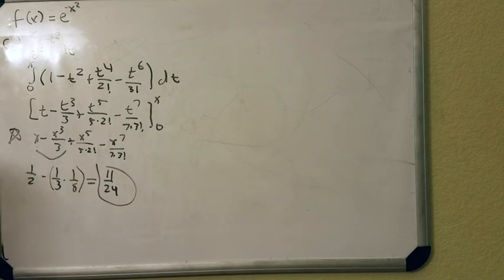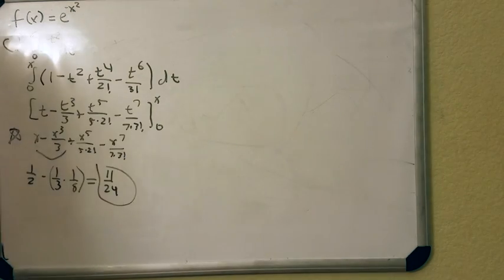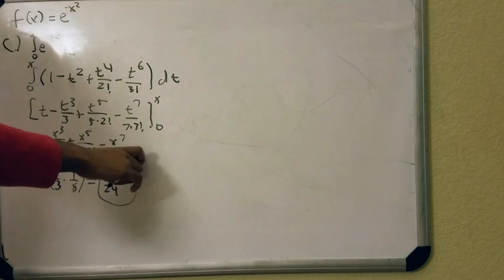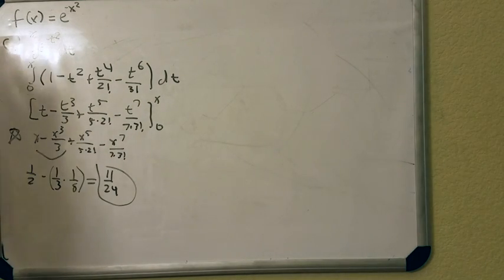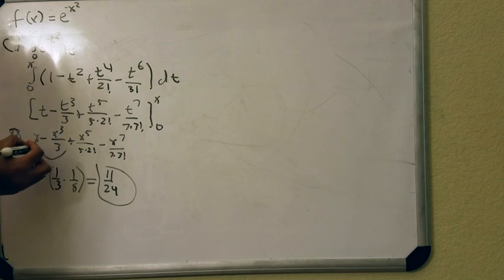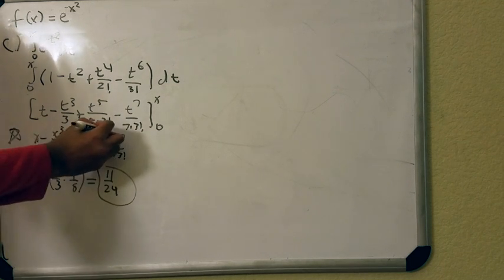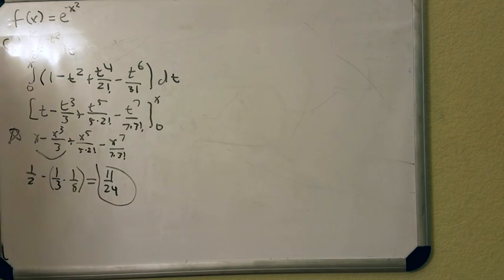So your answer is 11 over 24 for the estimation, and your answer for the Taylor series representation is right here. This problem is worth 3 points. So you get 1 point for these 2 terms being correct, you get another point for the rest of the terms being correct, and you get another point for the estimation, 11 over 24, being correct.